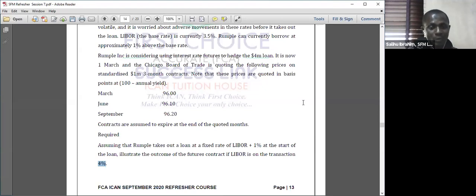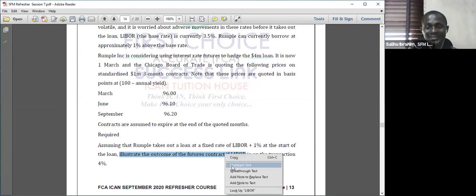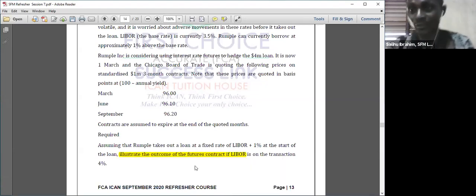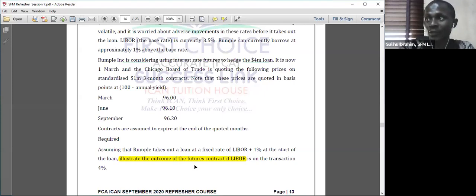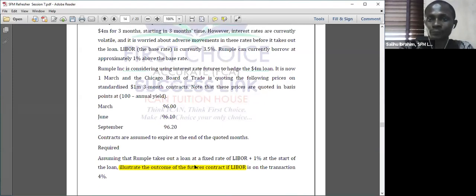Now, you can see what the question asks you to do. Illustrate the outcome of the futures contract. So here, you have to know straight that this question is on interest rate futures. Thank God, we have already taken currency futures, isn't it? So it's just a build on to currency futures, just a slight difference between the two. So we are going to see that. Let us quickly take the question.